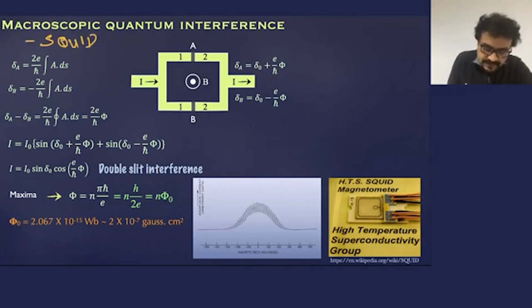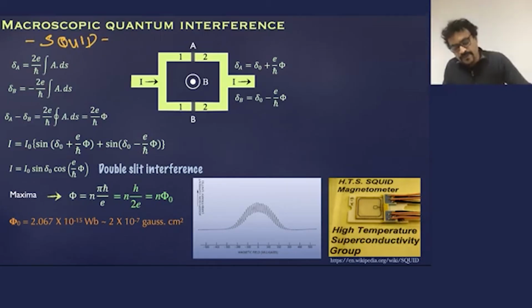SQUID. So we have here two Josephson junctions in parallel. There is one here and the second here, two Josephson junctions in parallel, and the whole configuration is like an Aharonov ring, but you have one Josephson junction on each arm of the ring.